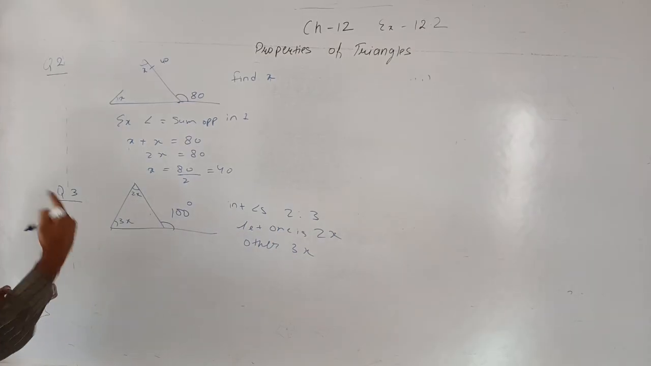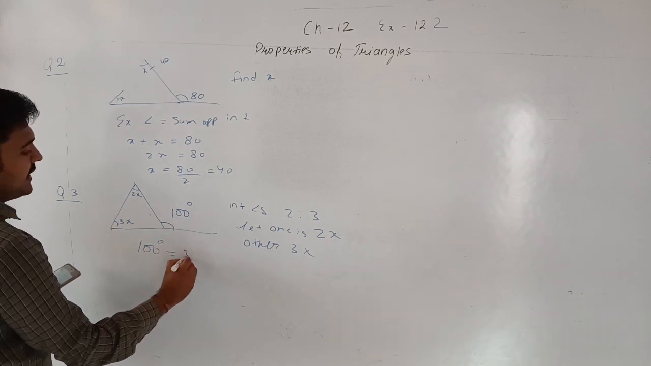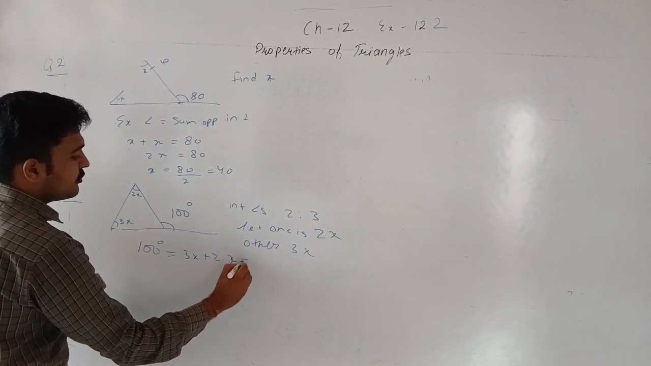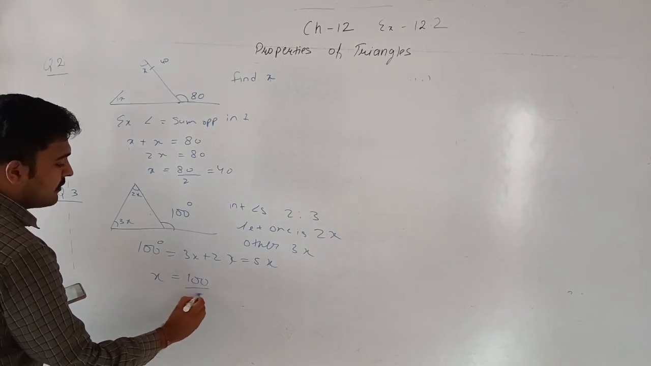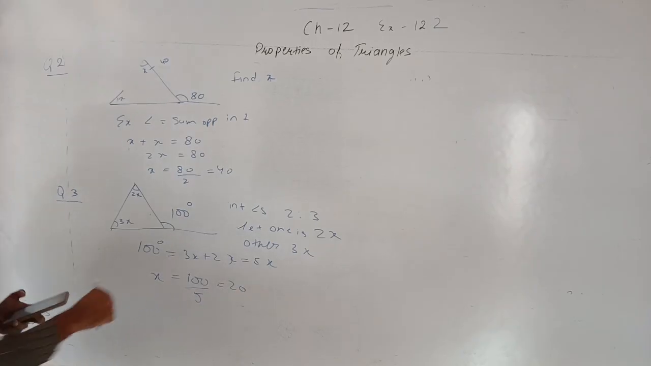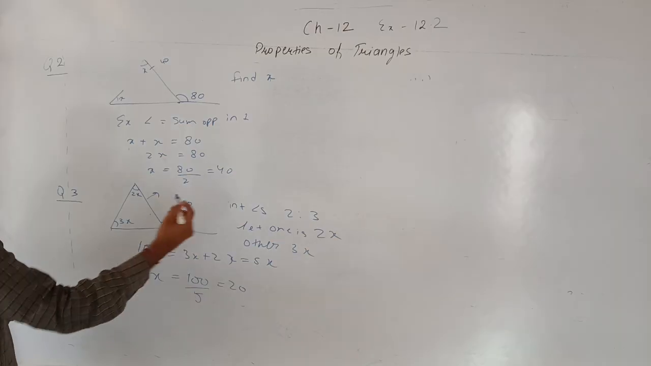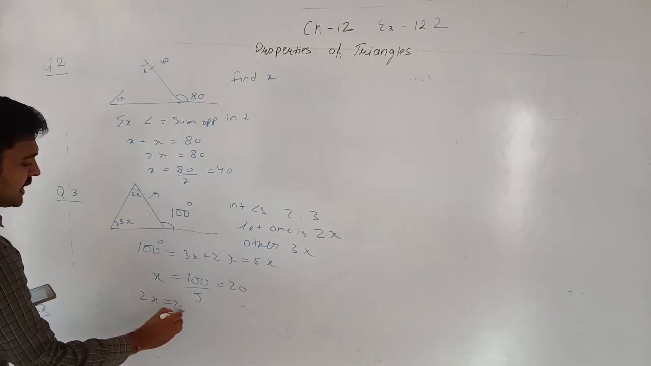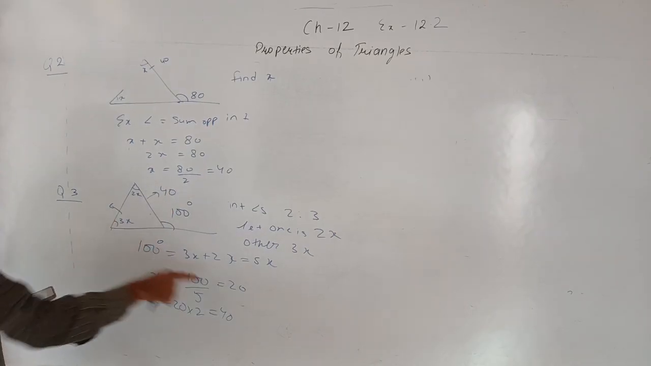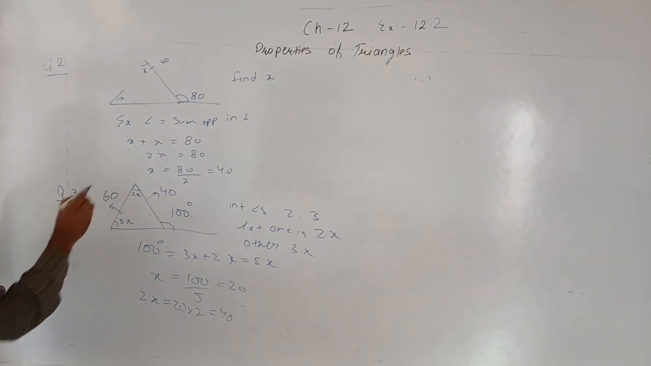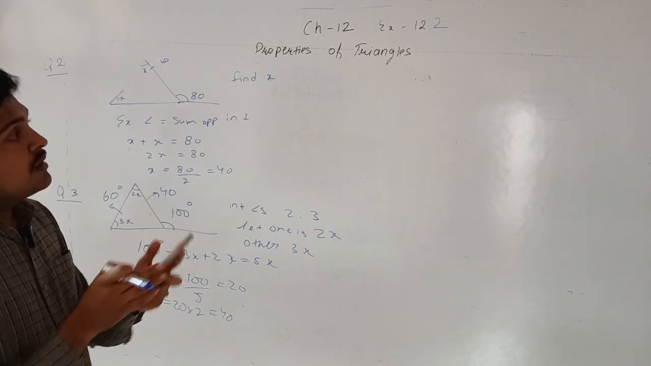Therefore, one angle is 3x, other is 2x, and again exterior angle is equal to sum of opposite interior angles. So 100 is equal to 3x plus 2x is equal to 5x. Therefore, x is equal to 100 divided by 5, which comes out to be 20 degrees. So x is 20 degrees. So 2x is equal to 20 into 2 is equal to 40 degrees and the other angle 3x is equal to 60 degrees. So 20 into 3 comes out to be 60.